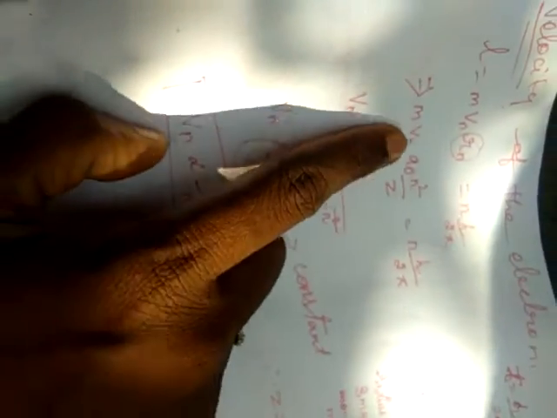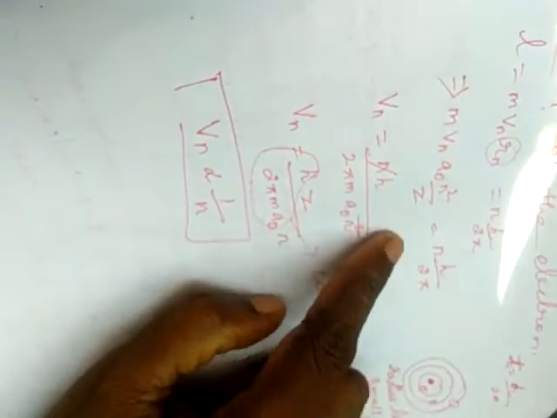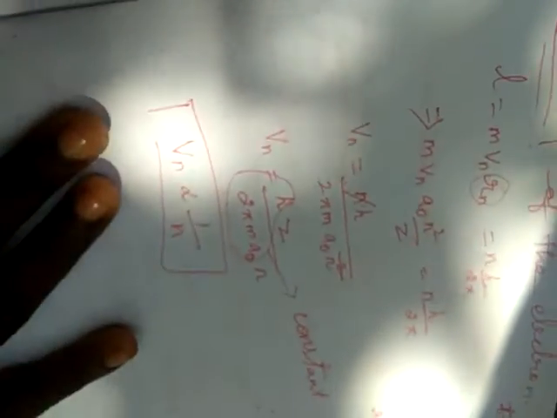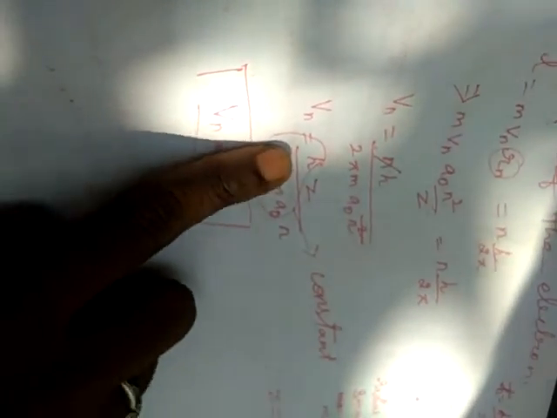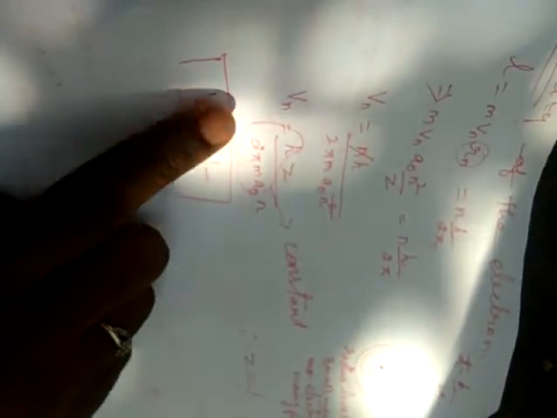Now, to find the velocity, keep v n as it is and take everything else to the other side of the equation. What comes is n h divided by 2 pi m a naught n squared. Now cancel n squared with n, so one n remains. So v n equals n z h divided by 2 pi m a naught n. Z is already 1, so there is no need to include it here. So h divided by 2 pi m a naught is a constant value.